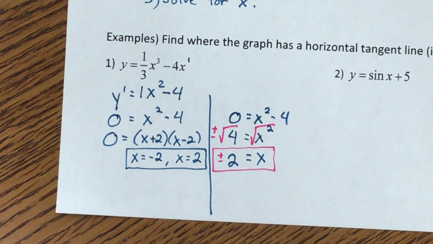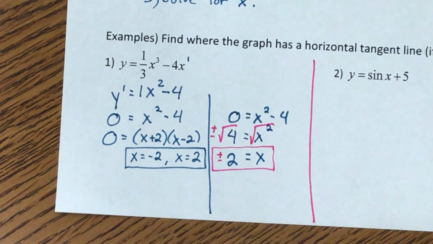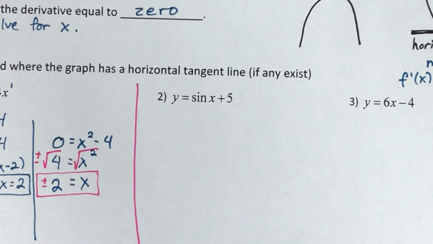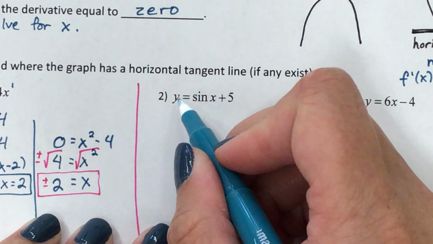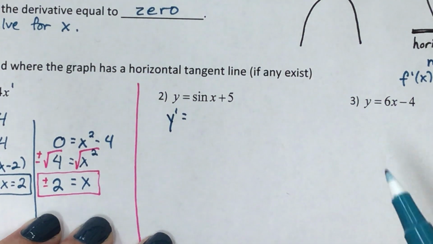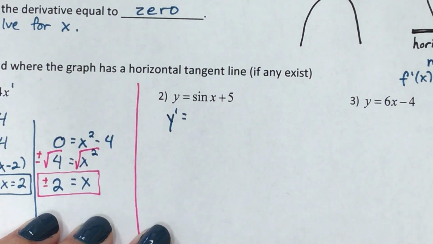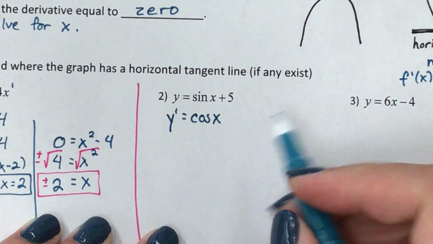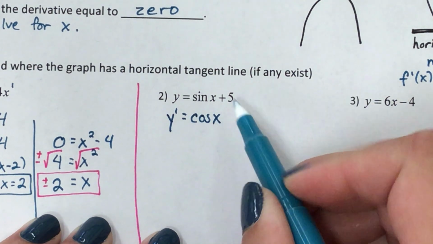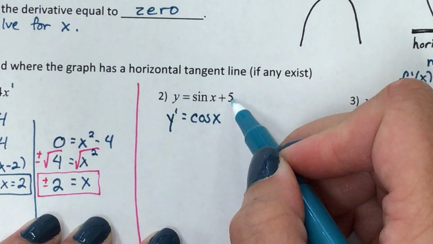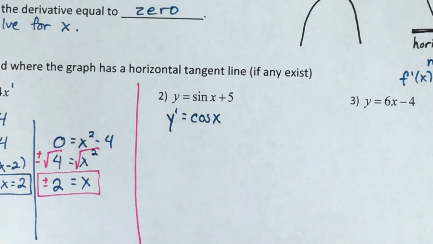But that's the example. Number 2, y equals the sine of x plus 5. So we're going to start by taking the derivative of both sides. The derivative of y is y prime equals the derivative of sine of x. So we did that in the previous video. The derivative of sine of x is positive cosine x, plus the derivative of a constant. Remember, constants are horizontal lines which have a slope of 0. So the derivative of 5 is just 0, nothing. Okay, so we got y prime equals cosine x.